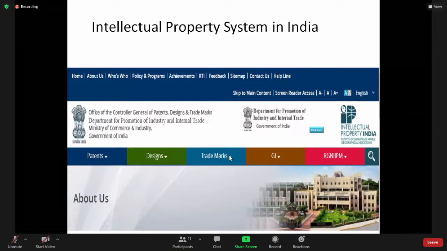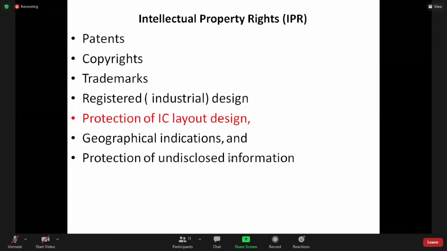In our country, we have a full-fledged system, and we have the Office of the Controller General of Patents, Designs and Trademarks, which runs under the Department for Promotion of Industry and Internal Trade. By that, they are registering all the patents, designs, trademarks, GI, and other things. We will see all these things one by one.